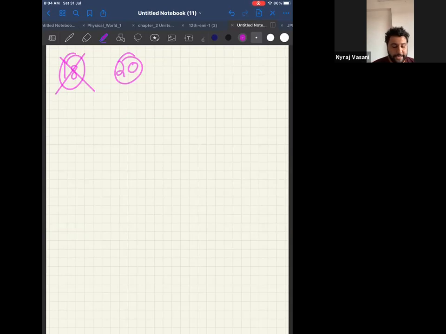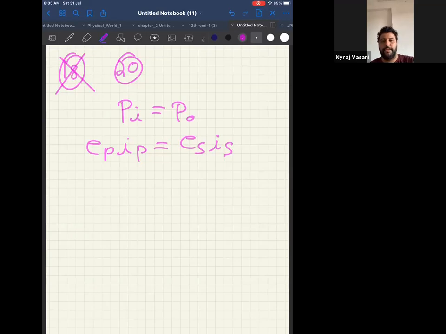Since they have said that the efficiency is 100%, what does it mean? It means no power is lost. That means input power will be equal to output power. What is input power? EPIP is equal to output power, ES into IS. You can use this formula because they have made the statement that efficiency is 100%. Efficiency is 100% means no power is lost. Therefore, we can use that.